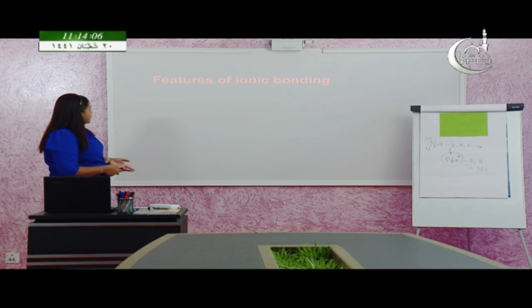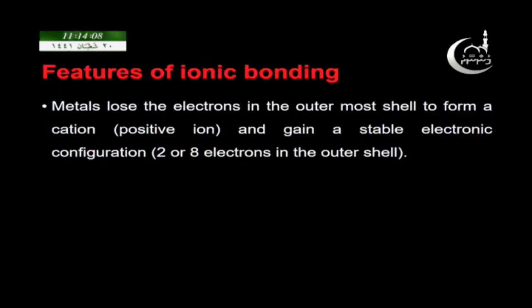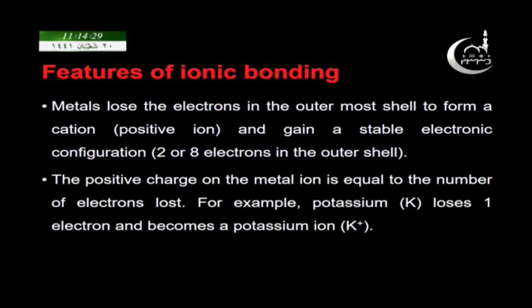So, some of the points which you have to remember: metals lose the electrons in the outermost shell to form a cation and gain a stable electronic configuration. So, all the metals, they lose electrons and they gain a stable electronic configuration either with 2 electrons or with a full outer shell of 8 electrons. The positive charge on the metal ion is equal to the number of electrons lost.